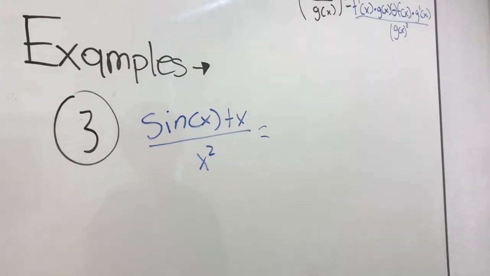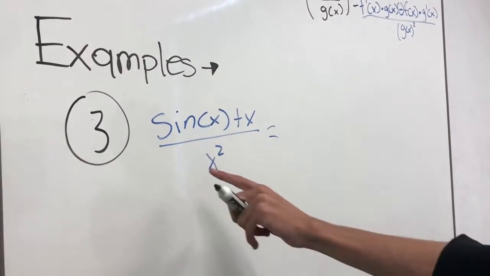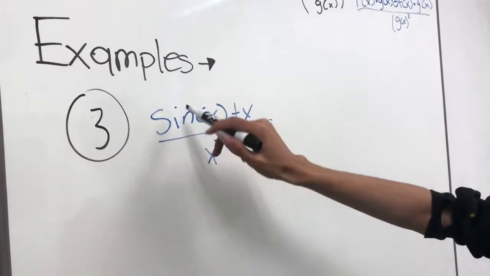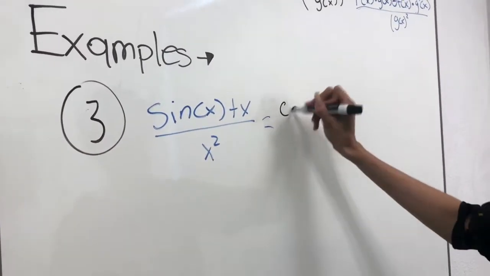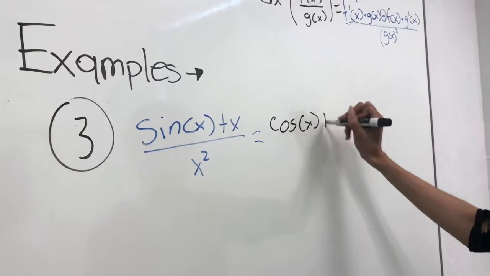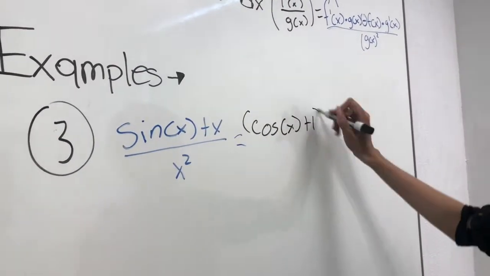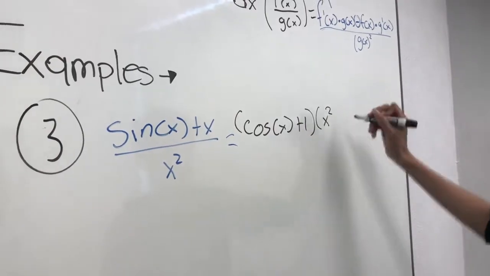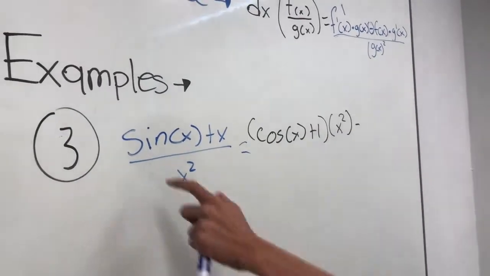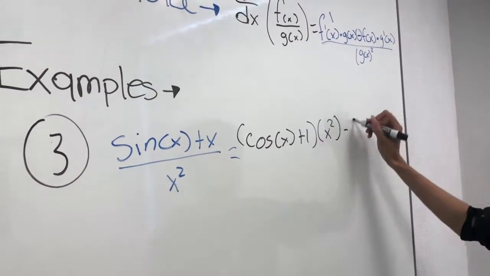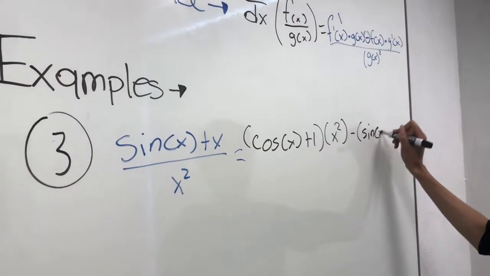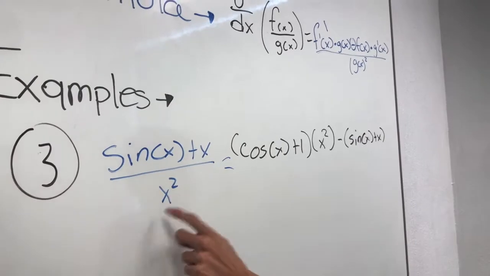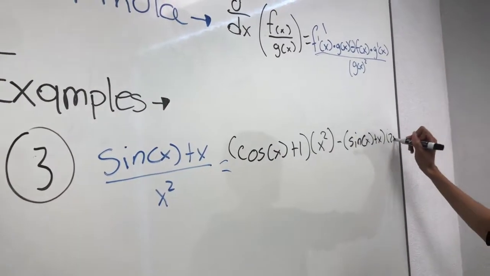And for our last example, we have sine of x plus x over x squared. For this we're going to have to get the derivative of the first one, which would be cosine of x plus 1, multiplying the non-derivative of the denominator, which would be x squared, minus the non-derivative of the first one, which would be sine x plus x, multiplying by the derivative of the denominator, which would be 2x.